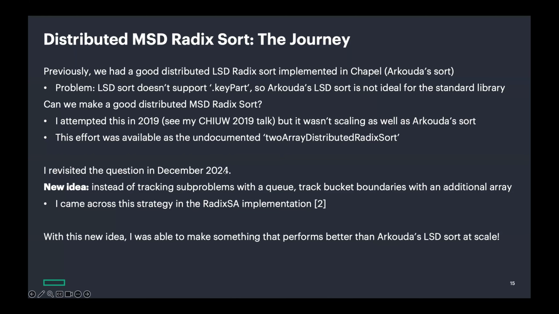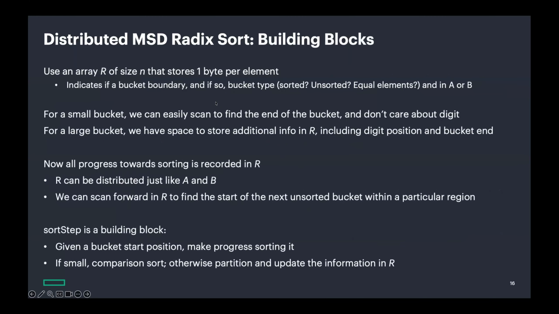And then recently I worked on this again, and I had the idea to track bucket boundaries with an additional array. I came across another radix sort that was doing that in this reference. So how does that work? Well, we add in an array R of size n that stores 1 byte per element. It's going to store if it's a bucket boundary and also some other information, including which array.